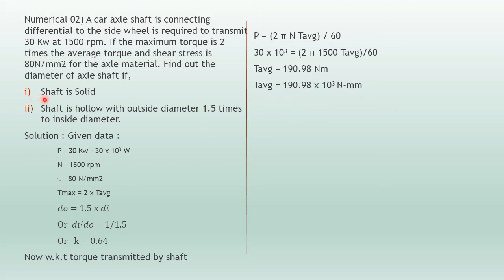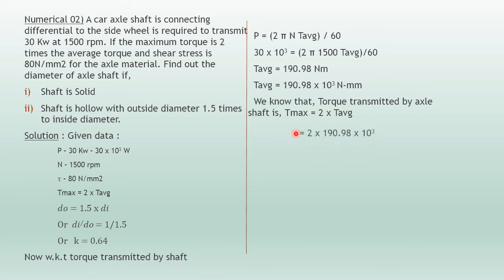Now consider case 1 and case 2. Also we know that the torque transmitted by the propeller shaft is T max equal to 2 times T average. So we have to multiply this T average with 2, that is 190.98 into 2 times 10 to the power 3. So you will get 381.96 into 10 to the power 3 Newton mm. This is the T maximum, that is, the maximum torque transmitted by this axle.